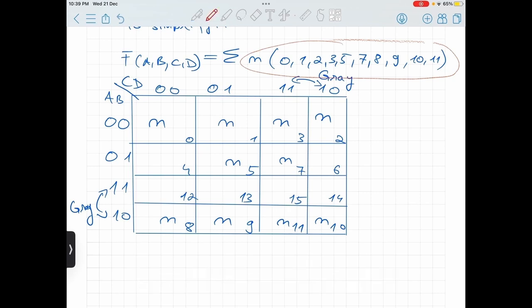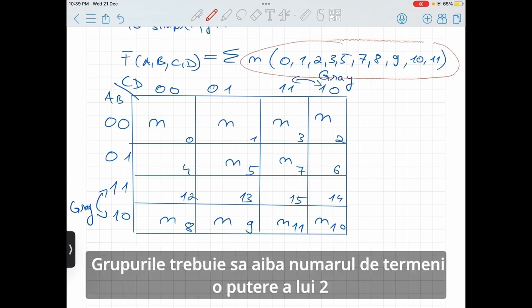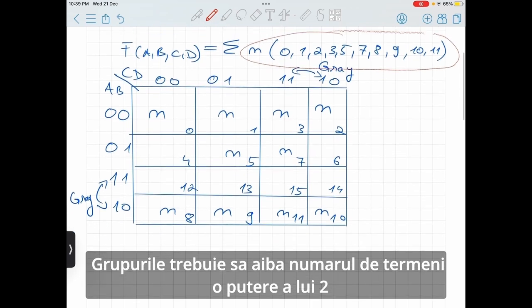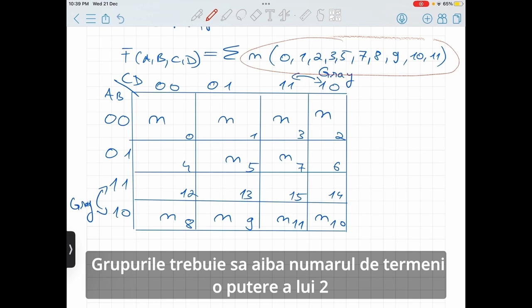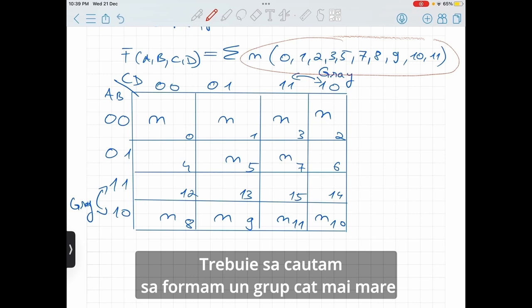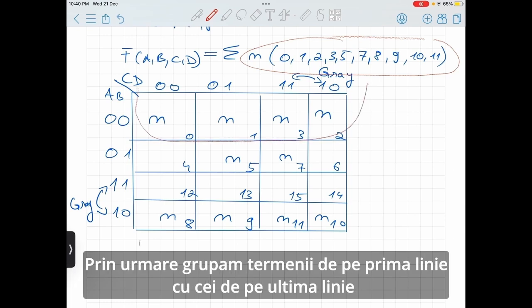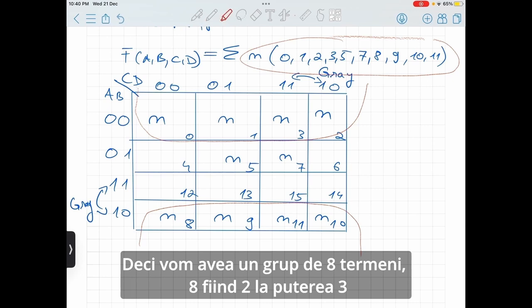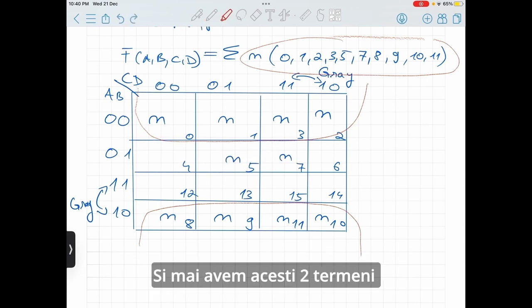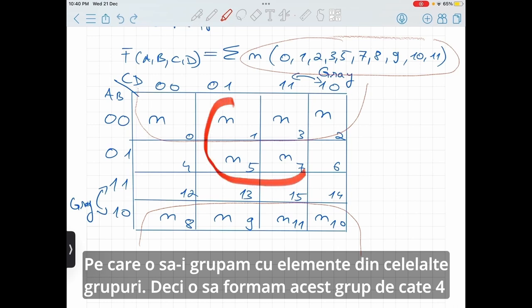So we know that these terms need to be grouped in a number which is a power of 2, and it needs to be the maximum. We could group this and this separately, but it would be wrong because it would not be the maximum. We need to group these four terms with these four terms, so we will have 8 terms. That would be 2^3. And then we also have these two terms which we need to group somehow. We cannot group just the two of them. We need to group them together with these two above. And we will have these four groups of minterms.